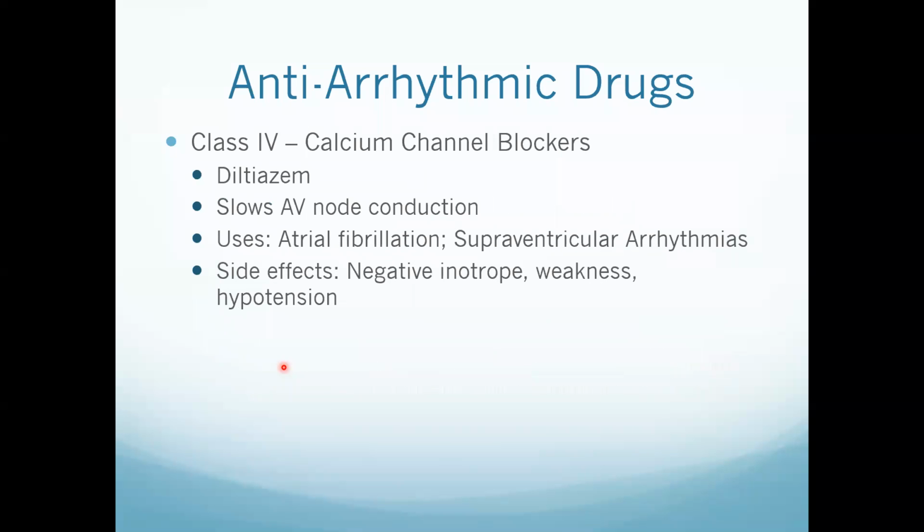Class 4 drugs are calcium channel blockers. Predominantly, we're going to use diltiazem. We rarely use verapamil nowadays. It's going to slow AV node conduction. So again, it's going to work on those pacemaker cells. And so we're going to use it for those supraventricular arrhythmias because it's slowing the rate at which signals can be passed through that AV node. So we're going to use it for atrial fibrillation and other supraventricular arrhythmias.